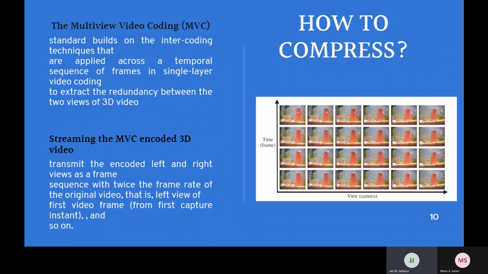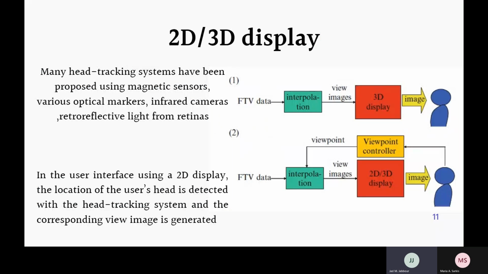Now, Jad will give us a description of how the video is displayed. FTV needs a new user interface to display free viewpoint images. There exist two types of display. We have the 3D display and the 2D, 3D display with a viewpoint controller, used for FTV, which stands for free viewpoint television. However, there are two problems.